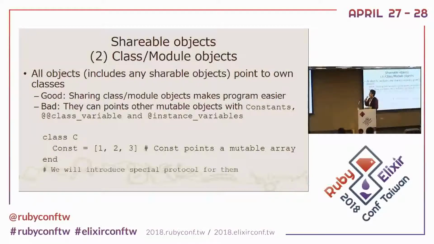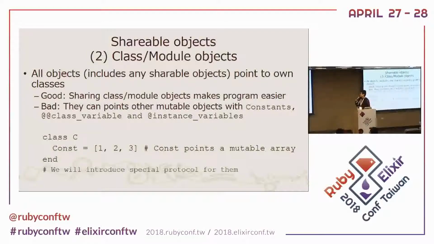So with guilds, class and module objects are shared objects, shareable objects, we say. The good point is that if we share the class or module objects, it is easy to program. But they have some mutable objects, so we need to introduce some protocol to change these attributes, such as constant values, class variables, or instance variables for such class or module objects.